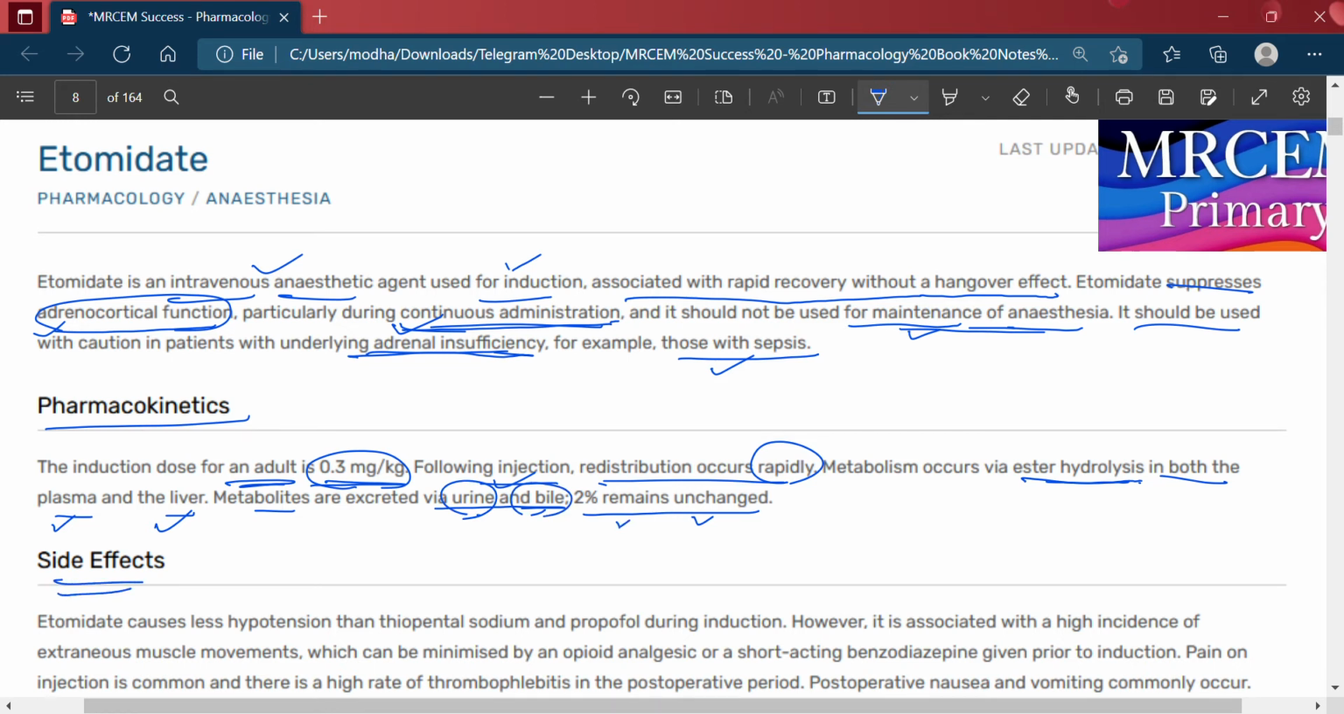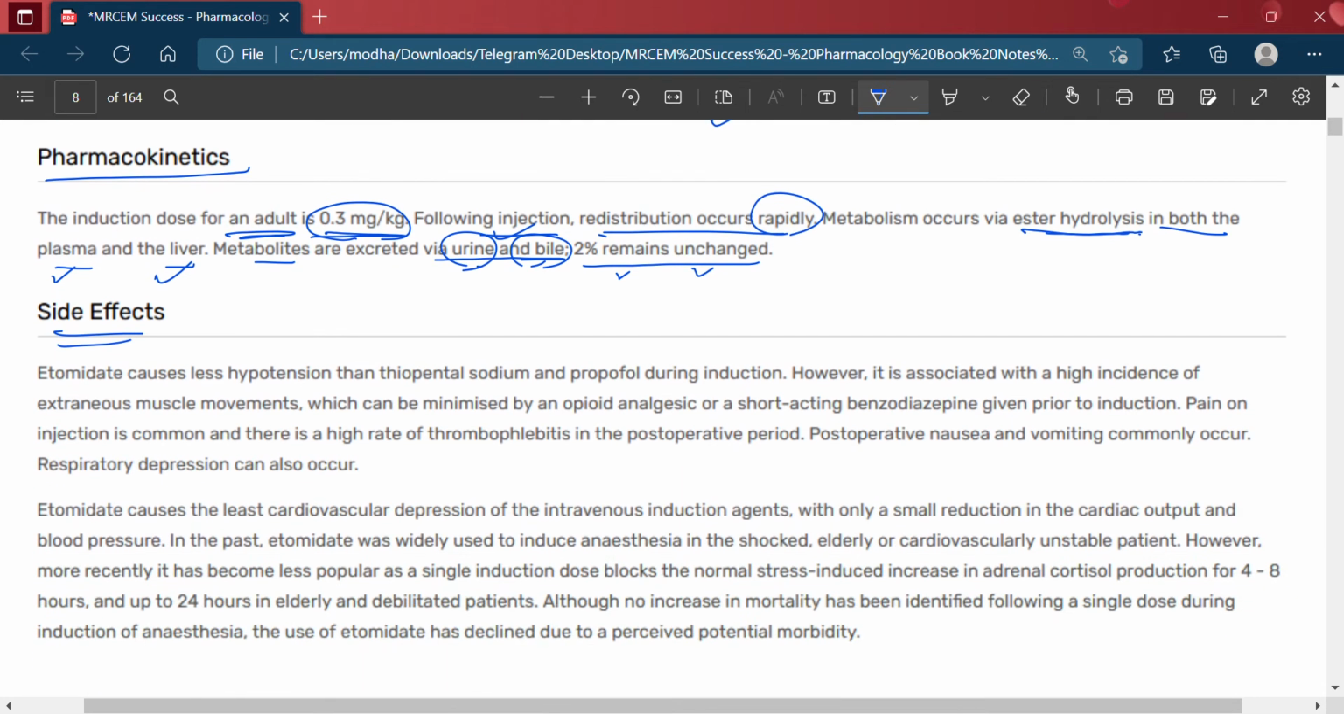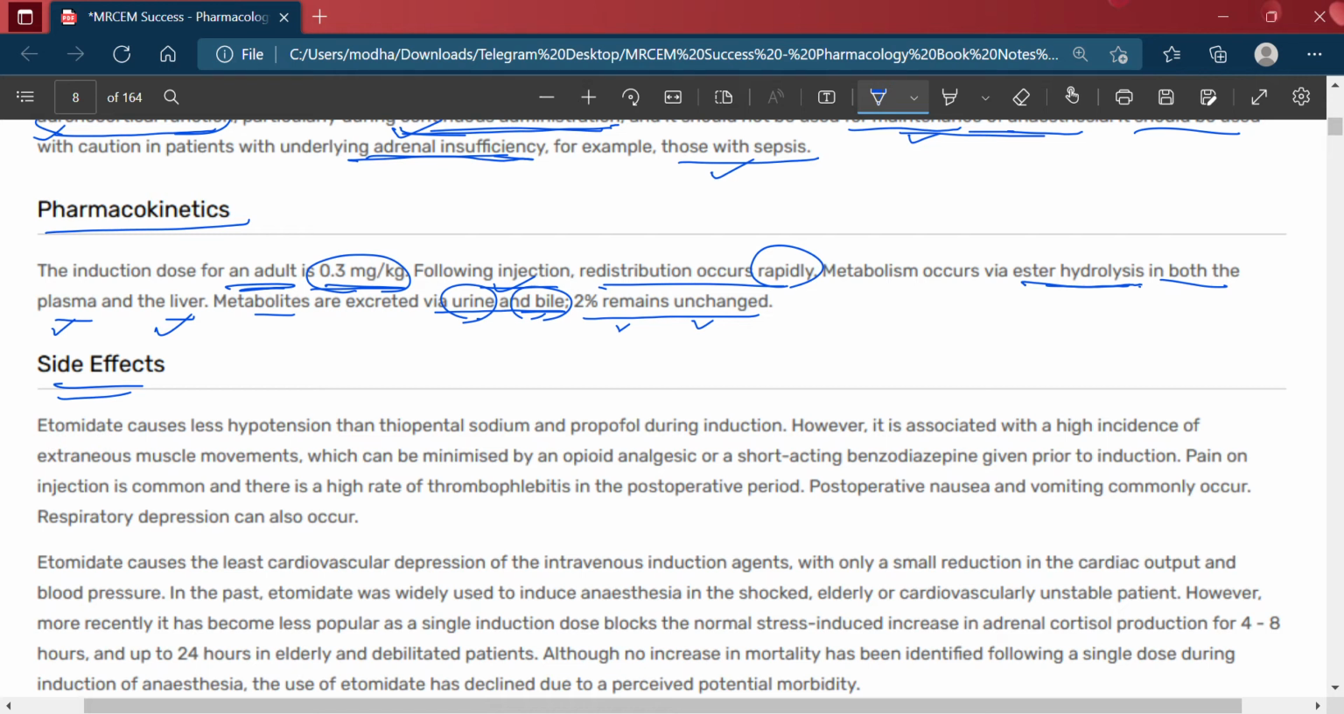So what are the side effects of Etomidate? Etomidate causes less hypotension than thiopental sodium and propofol during induction. However, it is associated with a high incidence of extraneous muscle movement, which can be minimized by an opioid analgesic or a short-acting benzodiazepine given prior to induction. Pain on injection is common, and there is a high rate of thrombophlebitis in the post-operative period.